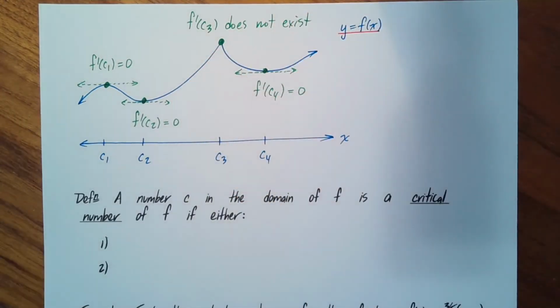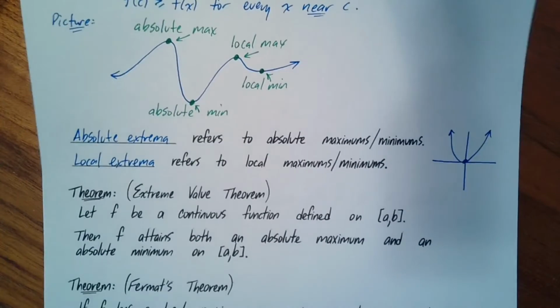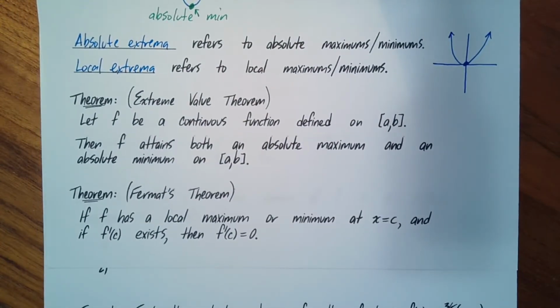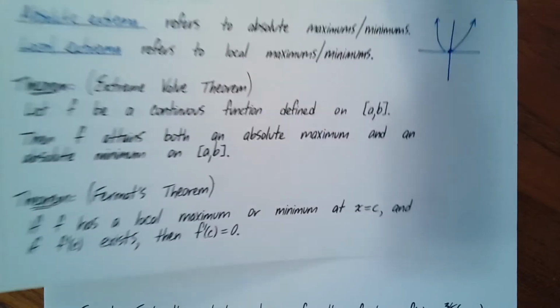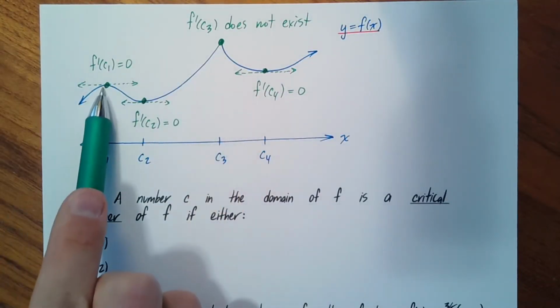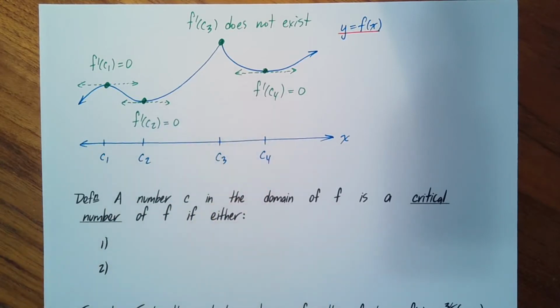In other words, f is not differentiable at c3. So that's just a picture of really what Fermat's theorem is telling you. It's telling you that if you want to find the local maxes and local mins of a function, look for places where the derivative either doesn't exist, or look for the places where the derivative is equal to 0. That's how you can find the places, or the x values, where local maxes and local mins occur.